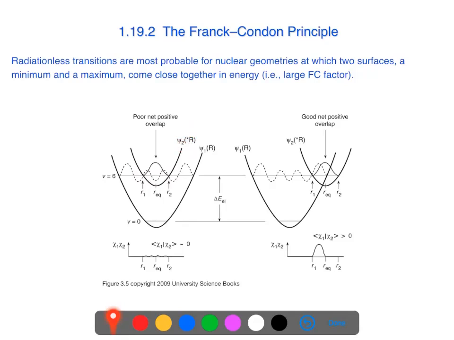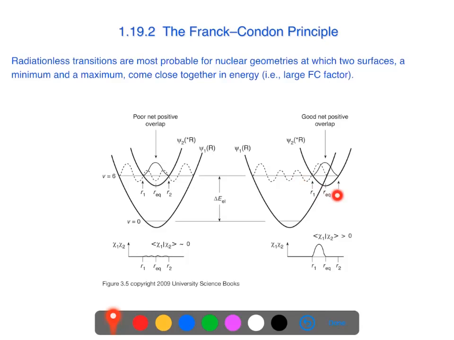And as you can see on the left-hand side, we have a poor net positive overlap between those two vibrational wave functions. As a result, we would expect the rate constant for internal conversion to be very low in magnitude and the quantum yield to also be quite low.